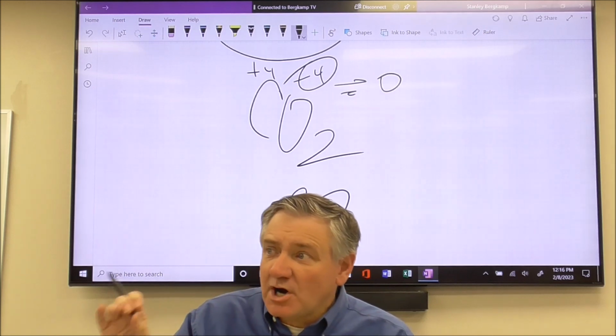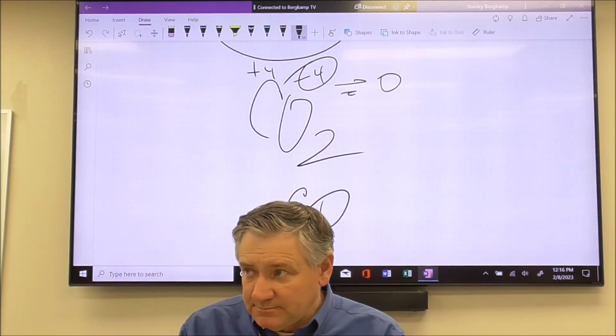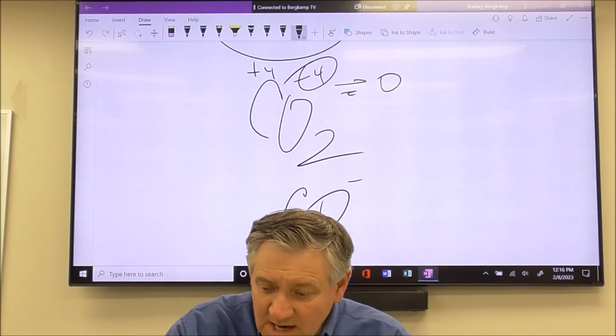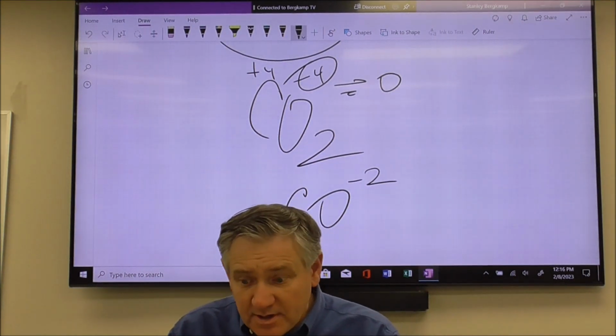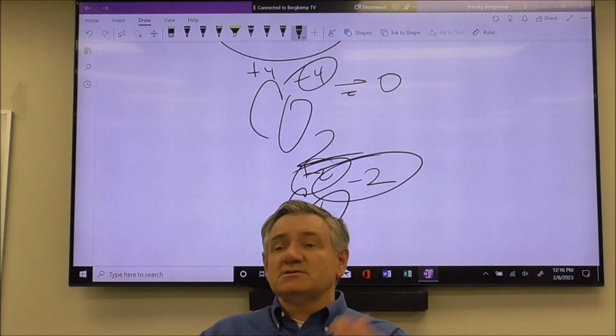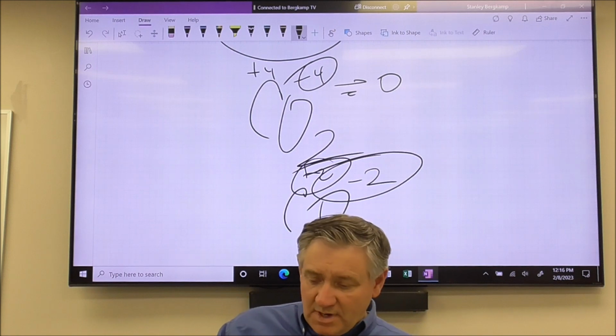Now, if you have carbon monoxide, what's the oxidation state of the carbon? Probably still +4. No, +2, because oxygen is -2, carbon here is +2. So even carbon can have different oxidation states based upon what you have.